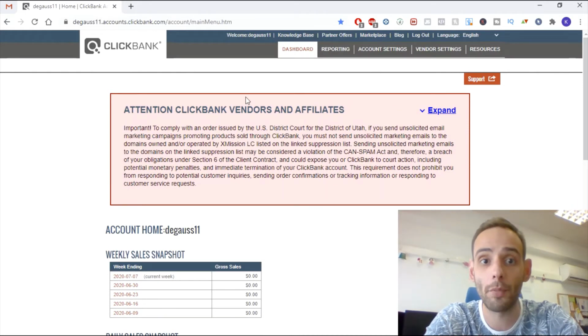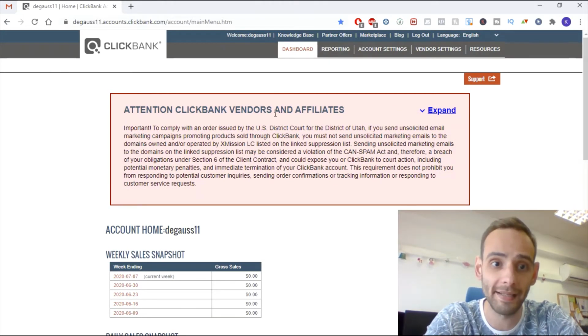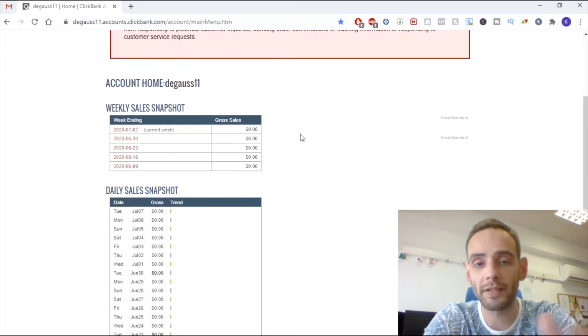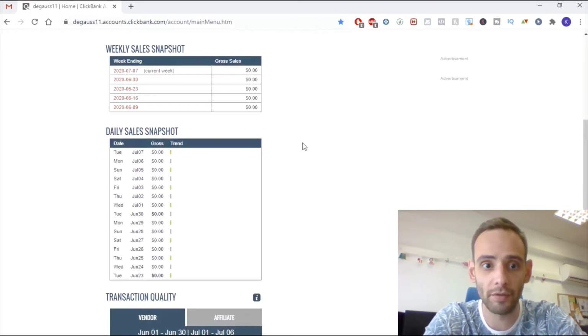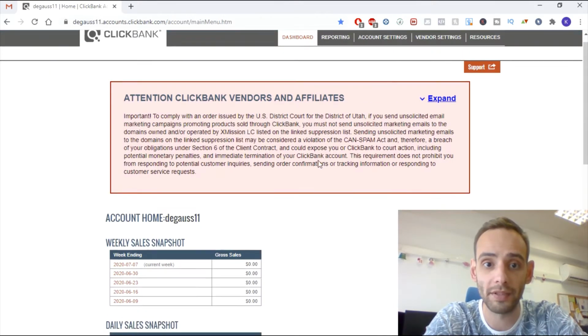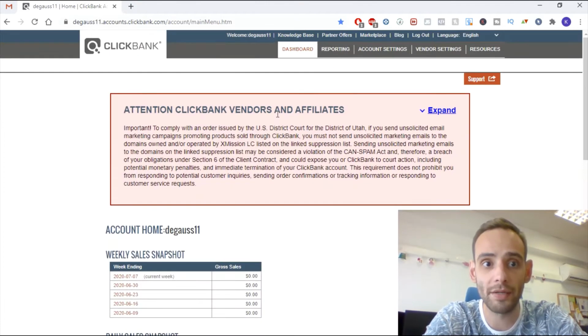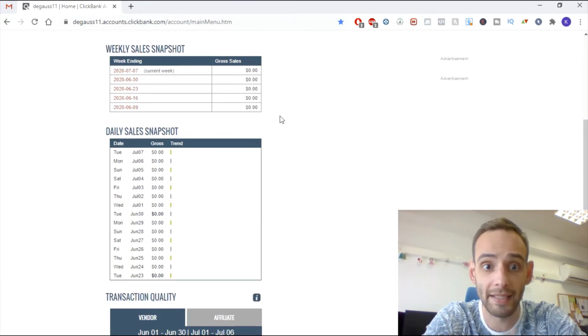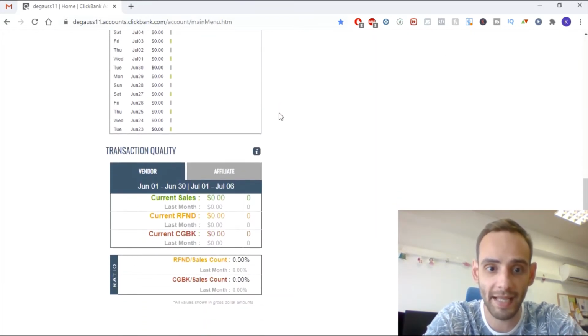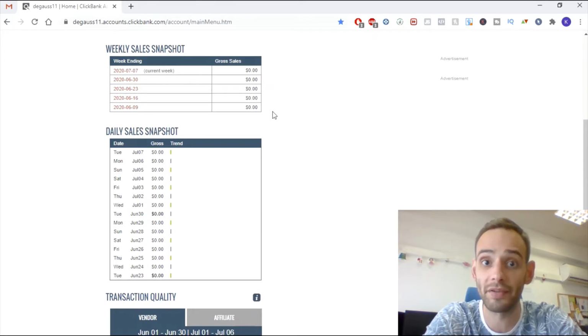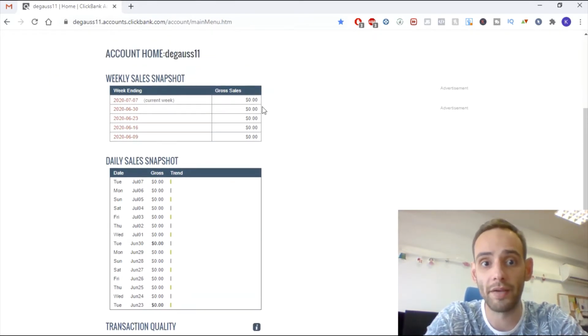So I'm already logged into my Clickbank account, and I'm over here in my dashboard. So obviously you can see that there are no sales on this account, but don't worry about that. So first of all, here we have the dashboard, and here already we can see some stats. Now obviously you probably know all of these. It's very easy, but we are just going to go through this so everybody understands this.